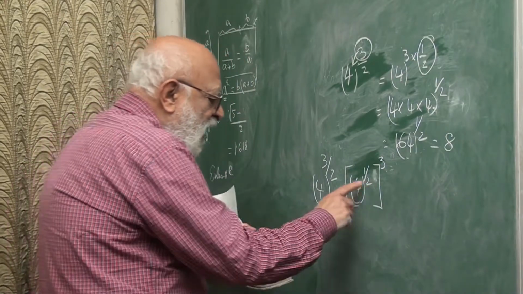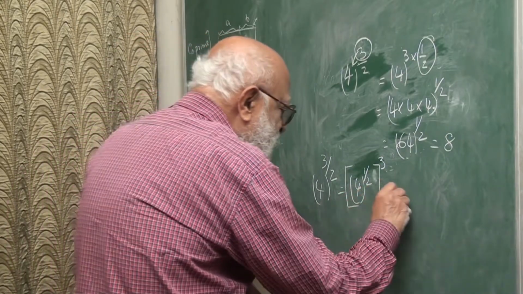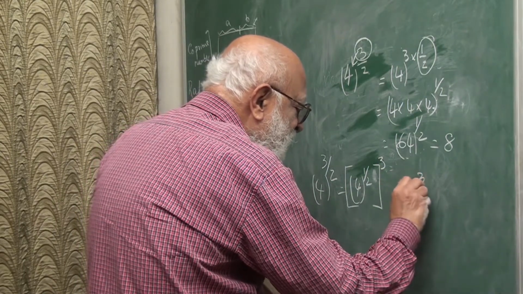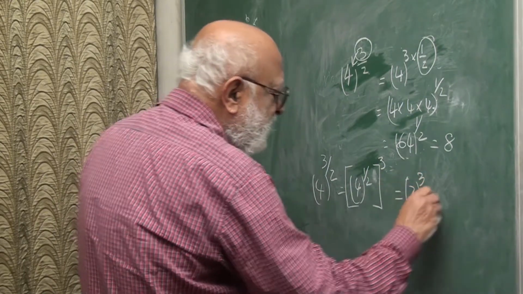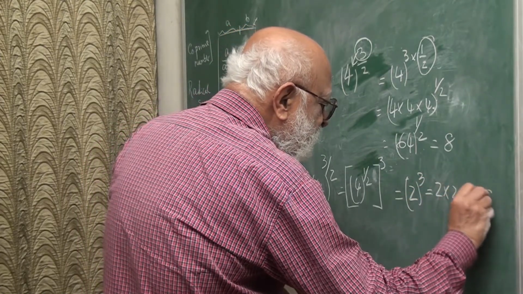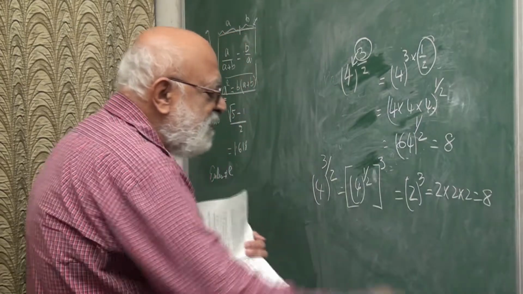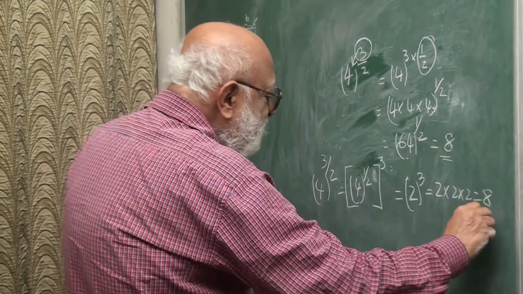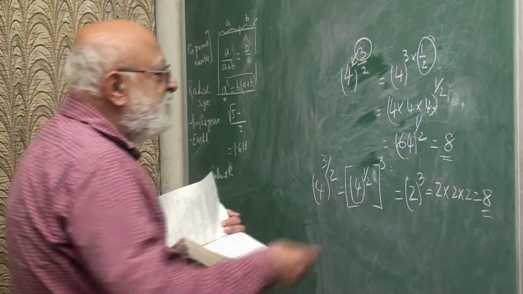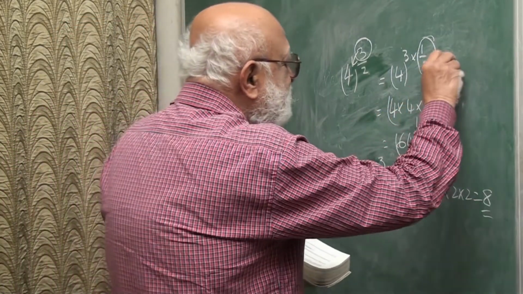Okay, half of 4 is root of 4, that is 2, and that would be multiplied, that will be exponent 3, that is 2 into 2 into 2, that is equal to 8. The same thing. So it doesn't make any difference which way you do it. So this, you can also add another step here.